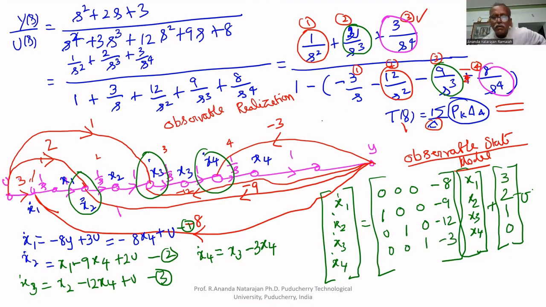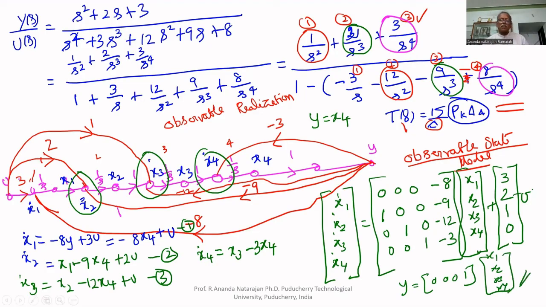What is the output equation? Y equal to x4, that's all. Therefore, we can write y equal to 0, 0, 0, 1 multiplied by x1, x2, x3, x4. That's all. This is the observable state model.